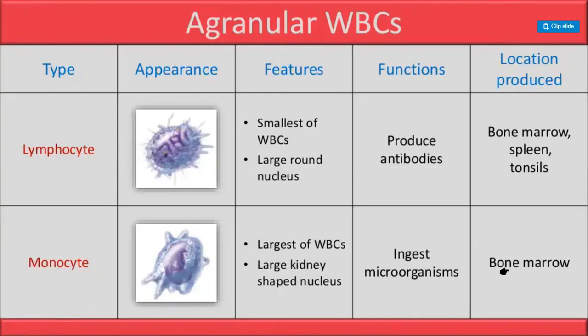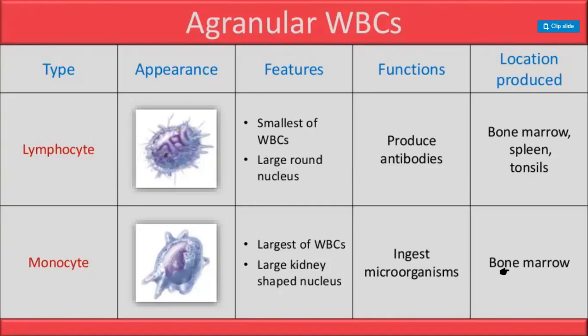Now we will look at platelets. But before we look at platelets, let's quickly do a revision of the white blood cells. So we said the white blood cells are called leukocytes, and they are produced in the bone marrow, in the spleen, in the tonsils, in the liver.